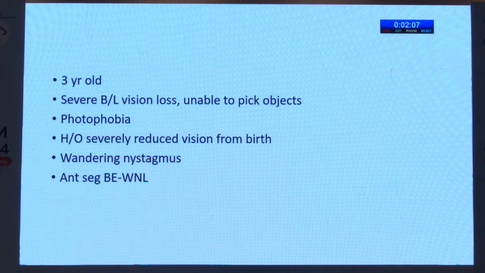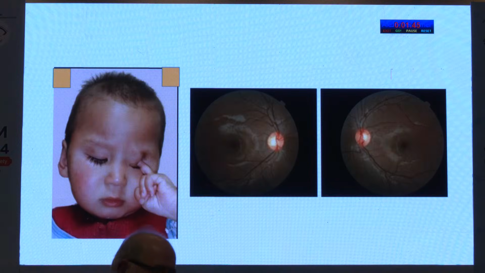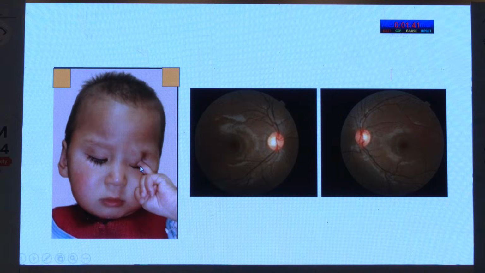Coming to another case. The first case was a 14-year-old boy; this is a 3-year-old boy. His mother is complaining of severe bilateral vision loss right from childhood, intense photophobia, he is unable to pick up objects, and there is wandering nystagmus. These complaints say that he has severe visual dysfunction right from birth. Here you see the classical oculodigital reflex. He is poking the eye, and the fundus is absolutely normal.